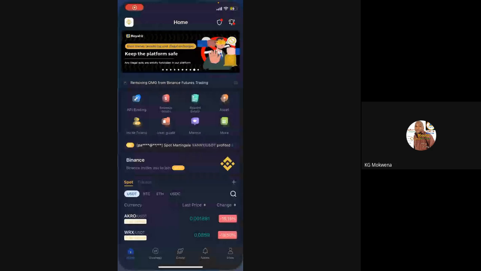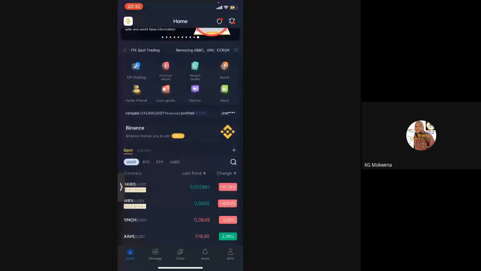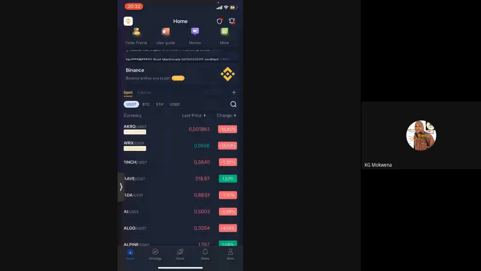Yes. Okay. Can you see the plus sign? I think you have more coins though. Can you see the plus sign above the search button on the right-hand side? The plus sign. Yes. Click on that plus sign. We want just to add more coins, but it seems like you have more already.